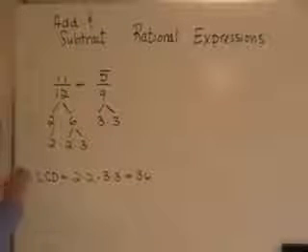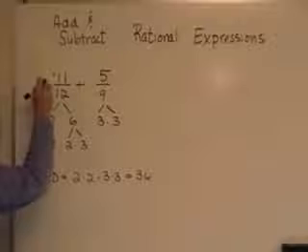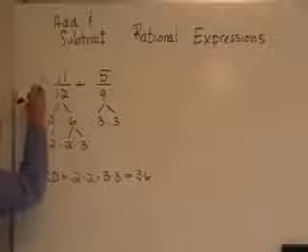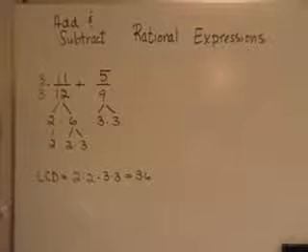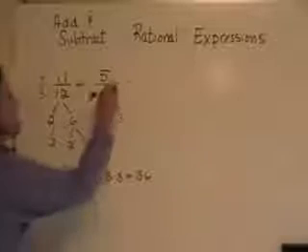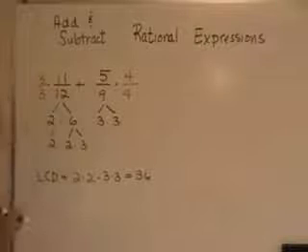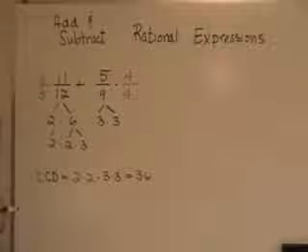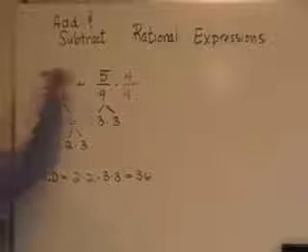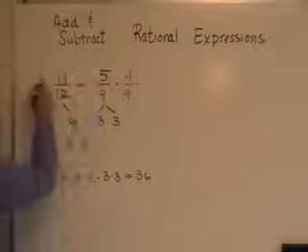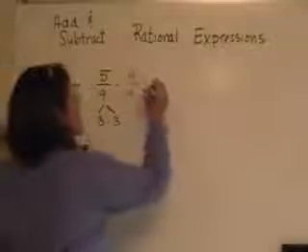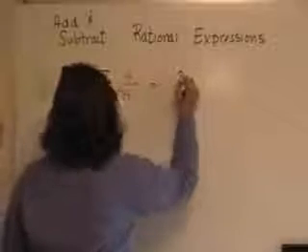So what I'm going to need to do, and I'm not sure I'll finish this, is multiply this fraction by 3 over 3 to get the denominator of 36. And I will need to multiply this fraction by 4 over 4 to get that denominator of 36. Same process for adding and subtracting rational expressions. Then I would just multiply the numerator or write an equivalent expression.